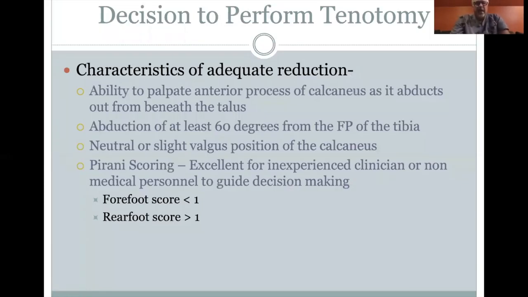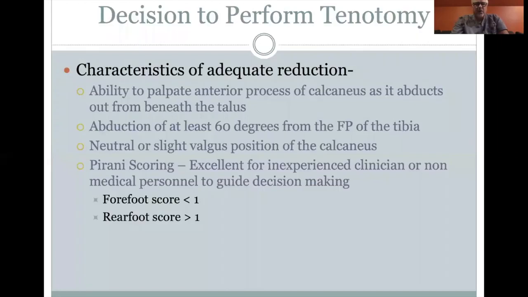Characteristics of adequate reduction. First, the ability to palpate the anterior process of the calcaneus as it abducts out from beneath the talus. So you can feel the anterior process of the calcaneus. Abduction of at least 60 degrees from the frontal plane of the tibia. A neutral or slight valgus position of the calcaneus.